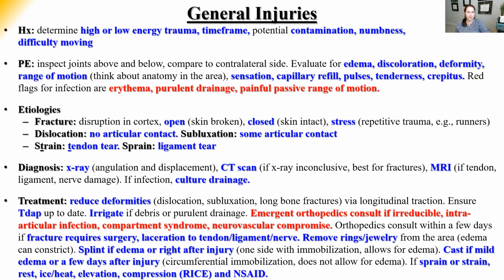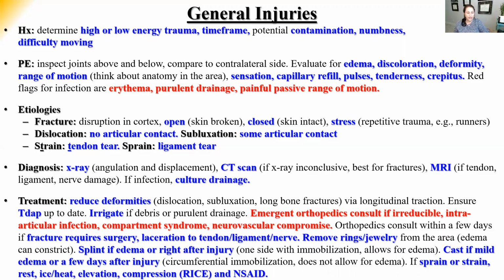Etiologies for injuries: fracture. A fracture is a disruption in the cortex. If it's an open fracture, that means that the skin is open. Closed is that the skin is intact. Stress fractures usually occur from repetitive trauma, so things like runners, you may see that in. Dislocation, there's no articular contact. Subluxation is when there's still some articular contact. A strain is a tear of the tendon. Remember, T for T. A sprain is a tear in the ligament.